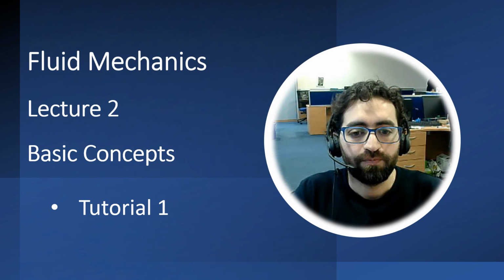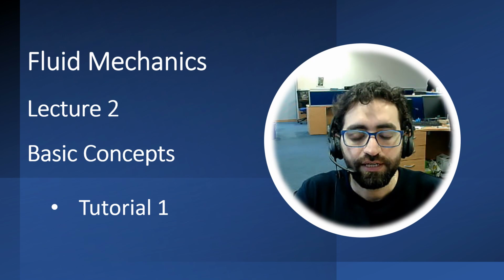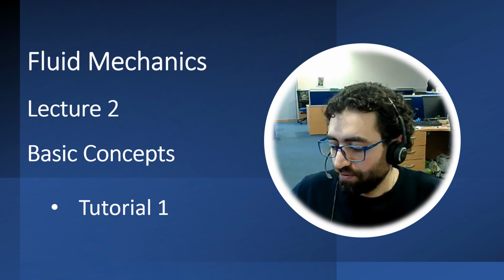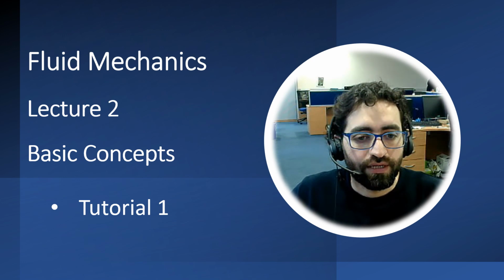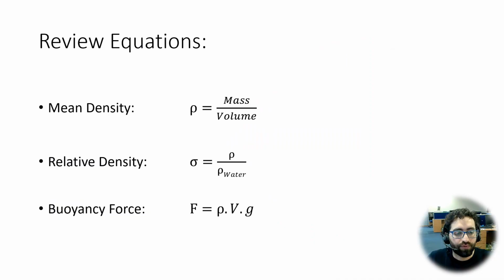In this video, we want to go to the tutorial question 1 of lecture 2 of fluid mechanics. First of all, we will go through the equations and review what we need in the first question. First, we have the mean density, which, as you know, is the mass of our object over its volume.